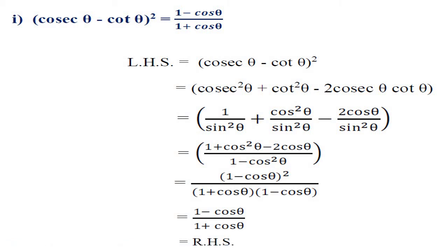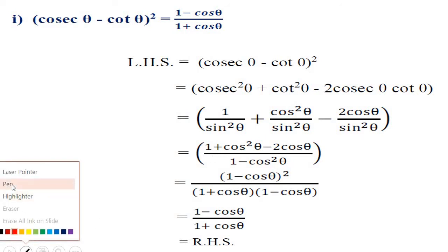Students, let us solve some of the problems on exercise number 11.4. In that, we will take the first sum: (cosecant theta minus cot theta) whole square is equal to (1 minus cos theta) divided by (1 plus cos theta). Let us take the LHS: (cosecant theta minus cot theta) whole square.